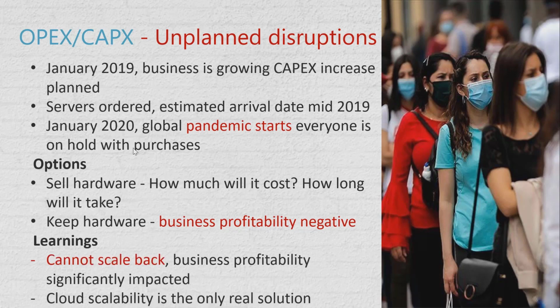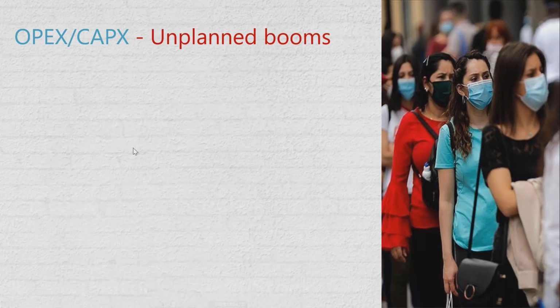So what we learned from this is, once you buy hardware, it's really, really hard to scale back. And then the business profitability becomes significantly impacted. Whereas if you were on the cloud, the scalability is really something that helps your business because you don't have to worry about business booms and business disruptions at all. You can just release the hardware.